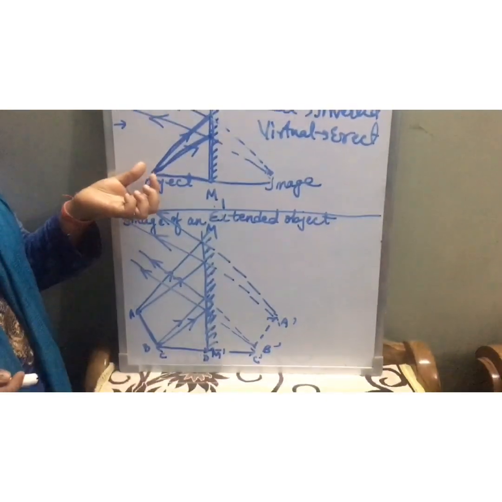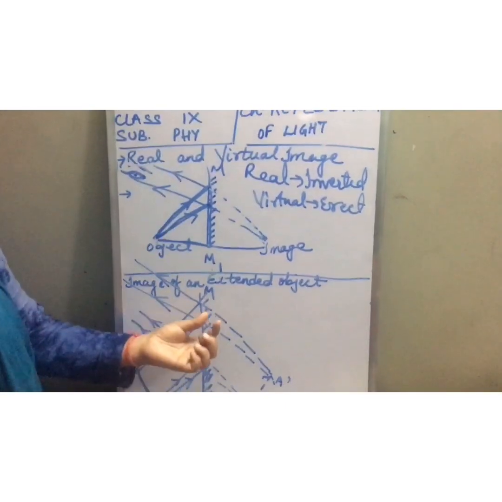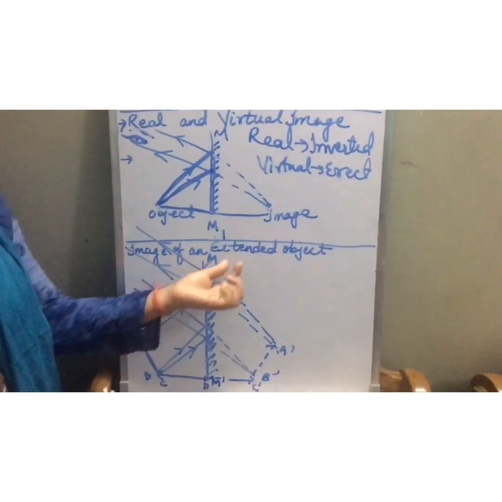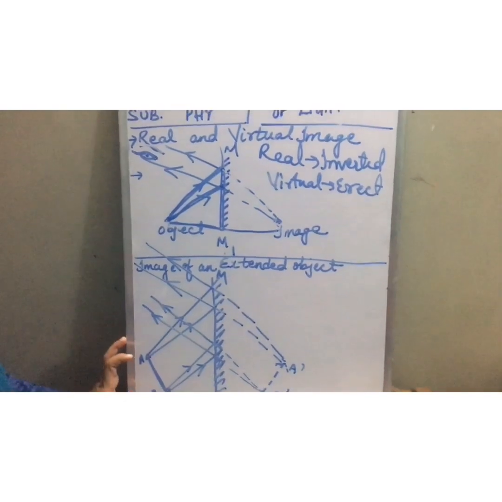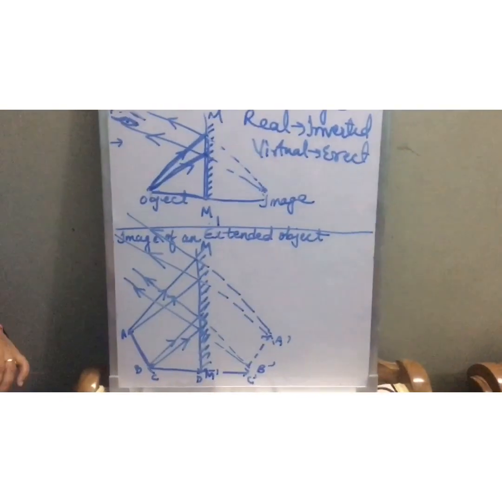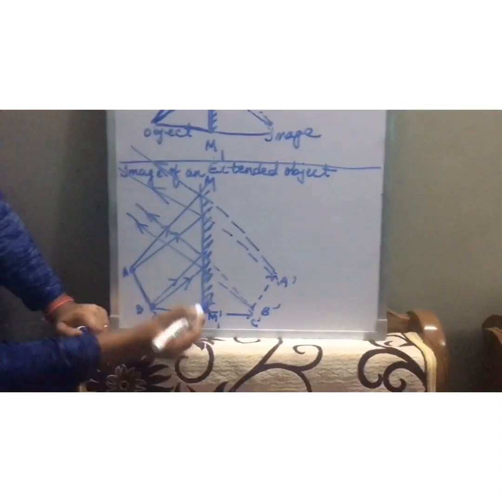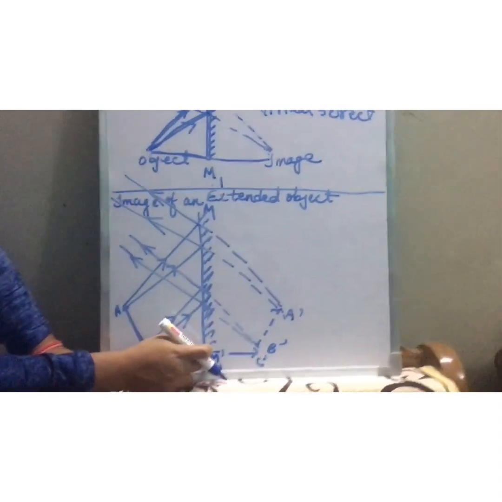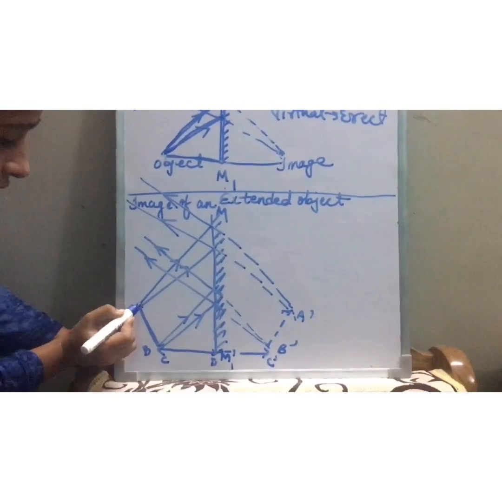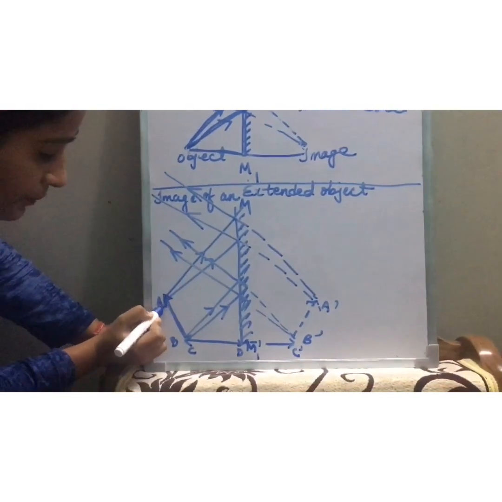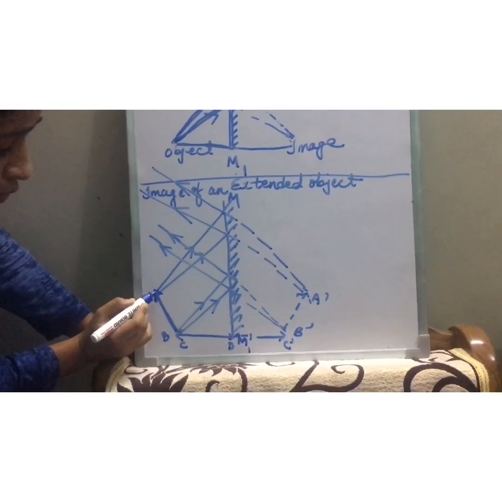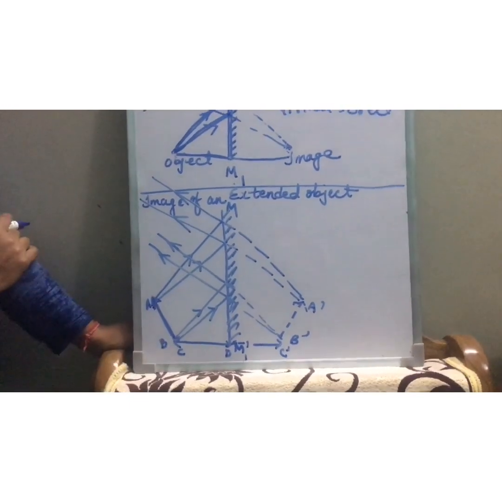Okay, now the second topic. In the first case I have taken a point object. Now in the second case, I will form an image of an extended object, that means a big object. How to form an image of an extended object? See, this MM1 is the plane mirror, students. Now I have taken this extended object, AB, whose head is A and the bottom part is B.